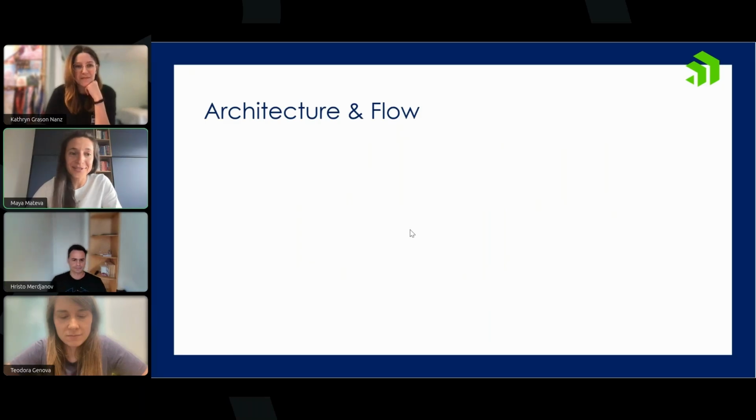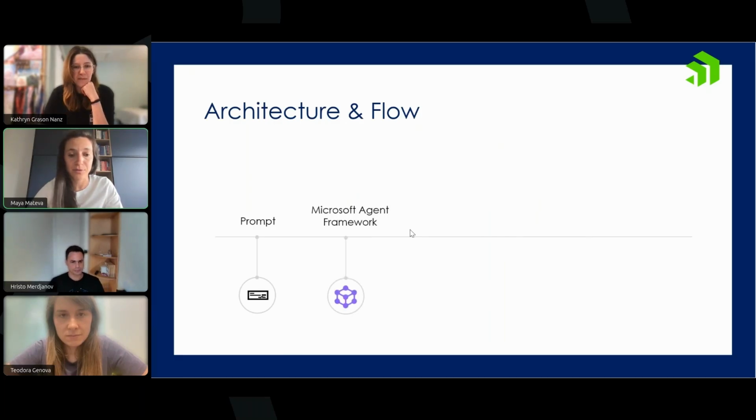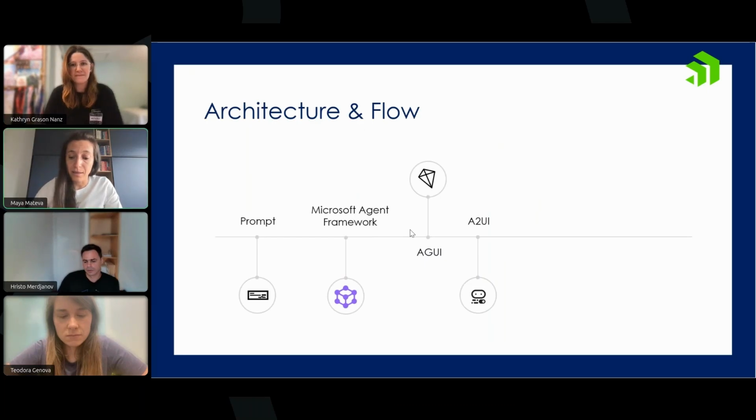So how it goes: you have a prompt, you ask something in your software, in your program, dashboard, whatever you have. The Microsoft Agent Framework is responsible for the orchestration underneath. The AG-UI is the layer that communicates between the agents and the UI, and the A2UI is the layer that is responsible for the logic of which components can be rendered based on the context you provide.